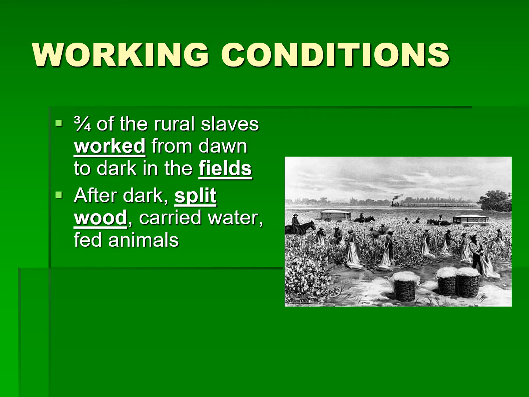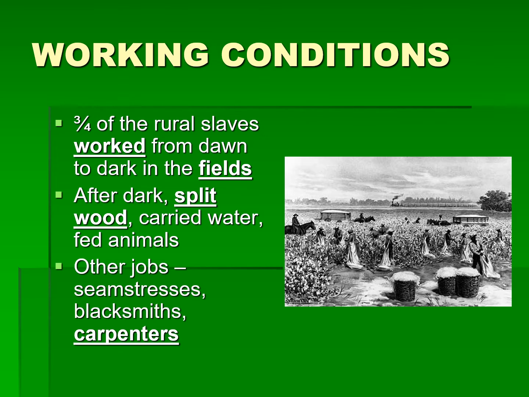Now, about 3/4 of the rural slaves worked from dawn to dark, so basically from sun up to sundown, but that was only their work in the fields. After it got dark, they also then had to go into other work, such as splitting firewood, carrying water from maybe a well to the house or whatever it may be. They also had to feed the animals, all sorts of things.